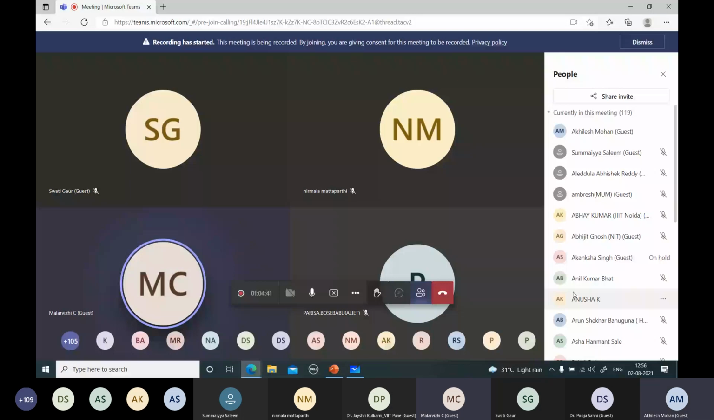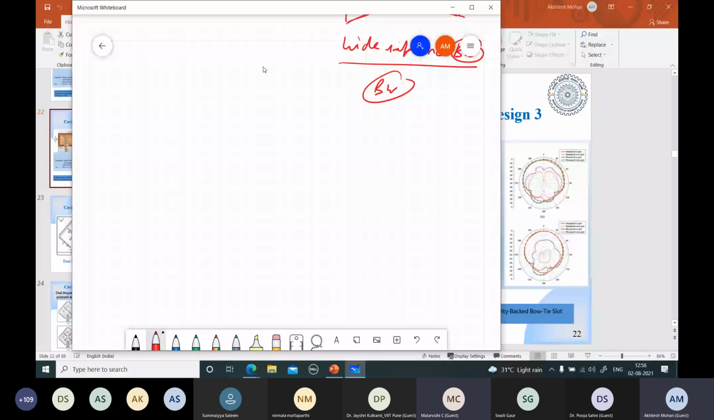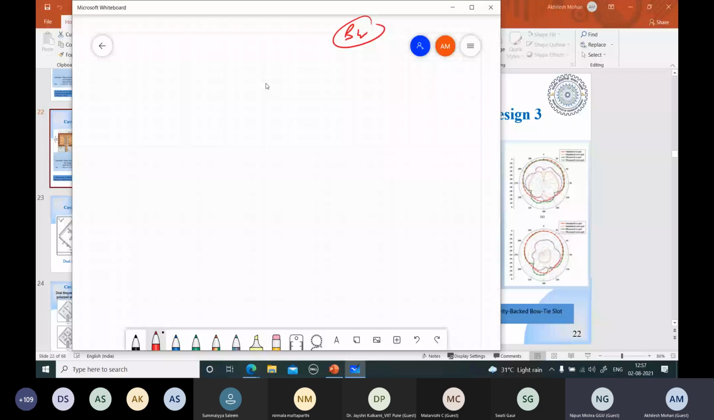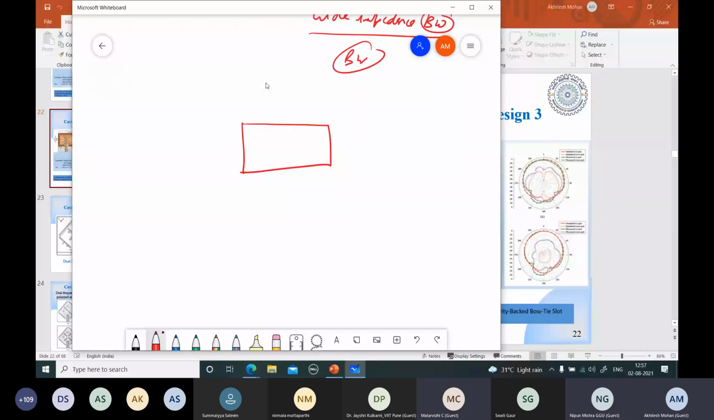Once again, could you explain eigen modes and one more mode that I did not understand clearly, sir? Eigen modes in SIW. Okay, forget about the name eigen modes for now. You know cavity, rectangular cavity. You know rectangular cavity?